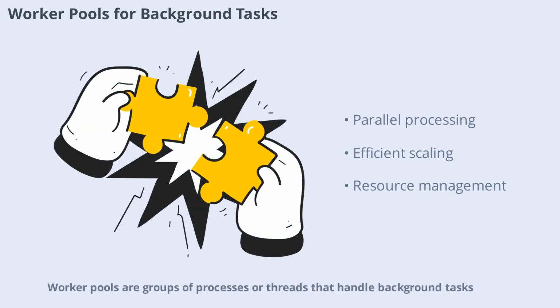Worker pools are groups of processes or threads that handle background tasks, such as document chunking or embedding generation. By distributing work across multiple workers, systems can process large volumes of data efficiently. Monitoring and scaling worker pools ensures optimal performance and resource utilization.